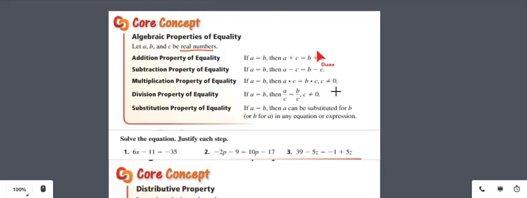What are real numbers? Real numbers can be rational or they can be irrational. Or in other words, if we take the union of rational and irrational numbers, we get real numbers. Okay, now what is the first property?